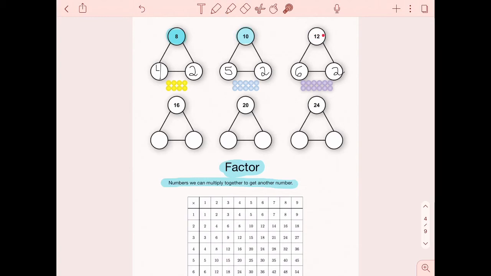So I see 12 here. Well, I can find 12 down here as well, right? See, I have 12 here. And how did I get 12? What are the factors of 12? Well, I can go up here and see that 6 and 2 can be multiplied together to make 12. So these are just a couple techniques that I can use to solve this work.